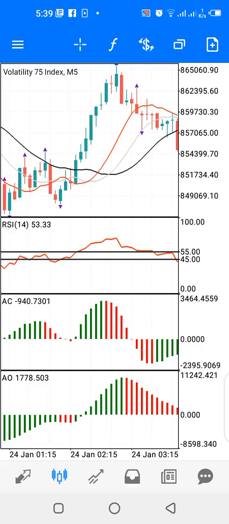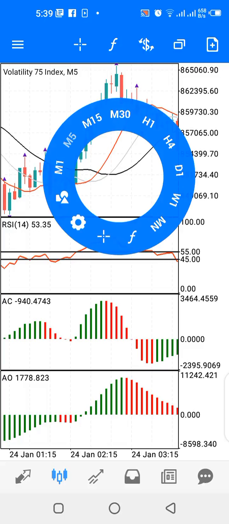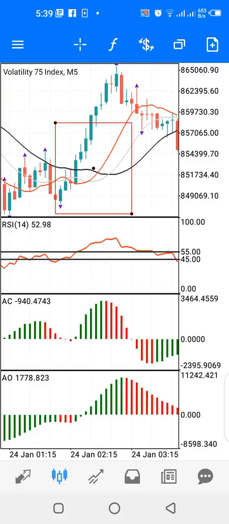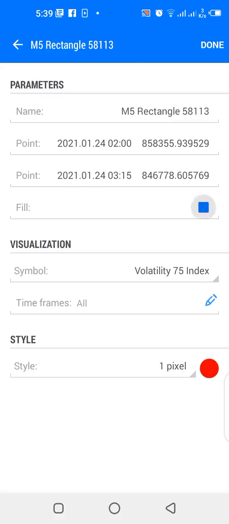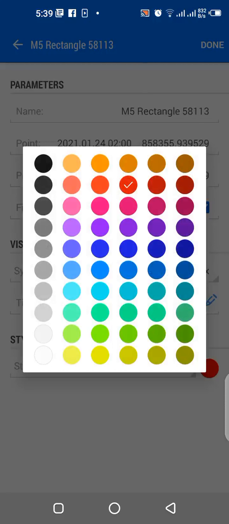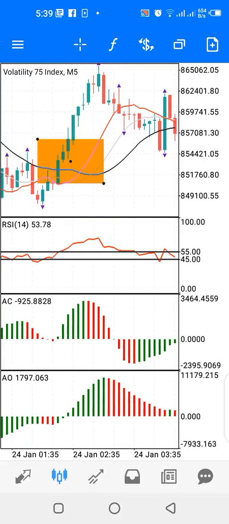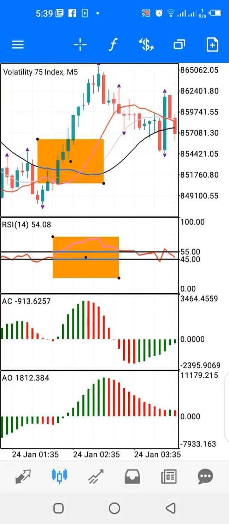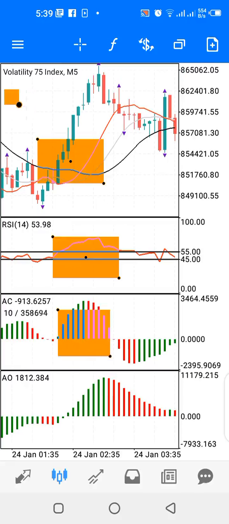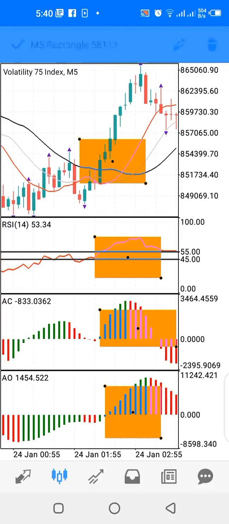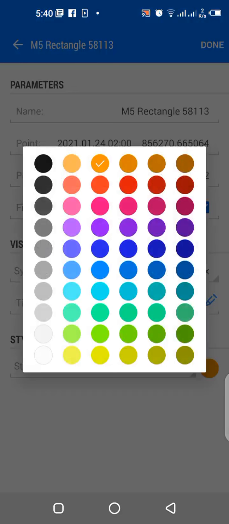Now for this strategy, I have 4 windows. This is my main window. Let me fill and change the color. This is my main window. I have indicator window 1. This is indicator window 1. I have indicator window 2. This is indicator window 2. And I have indicator window 3. This is indicator window 3. Let me change the color to something like this.